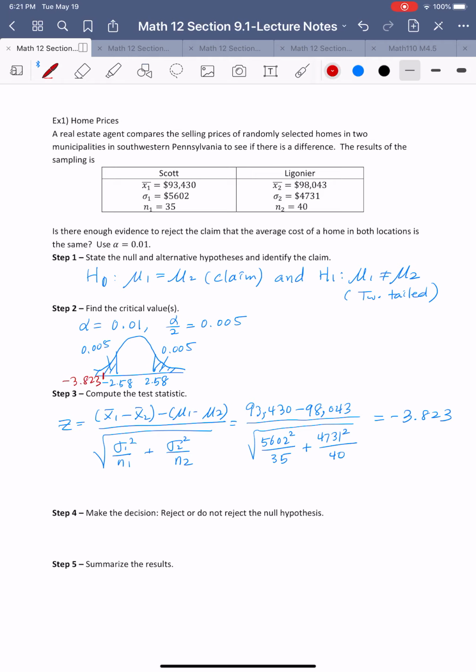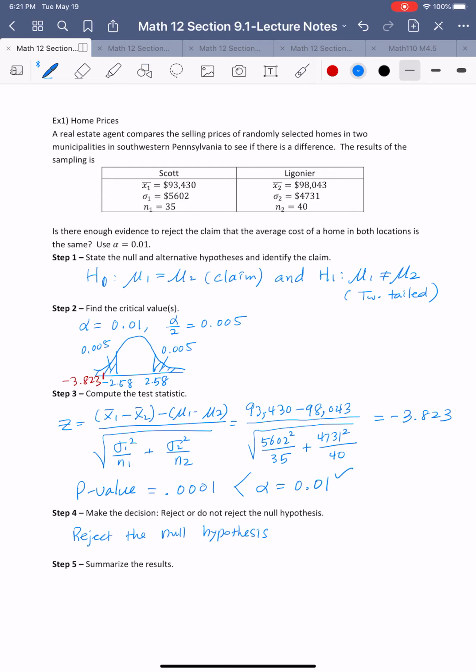It falls into the critical region. So in step 4, we need to reject the null hypothesis. And if you use the z-score to find the p-value, using the p-value method, it comes out to about 0.0001, which is compared with alpha, 0.01. This works too, so you still reject the null hypothesis.